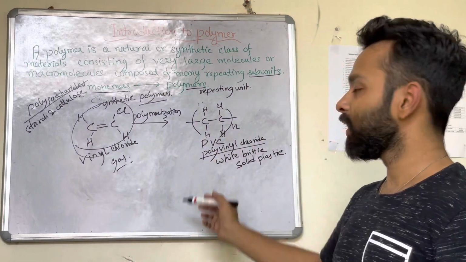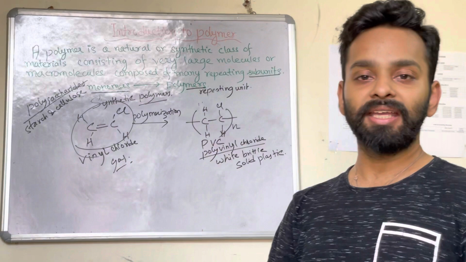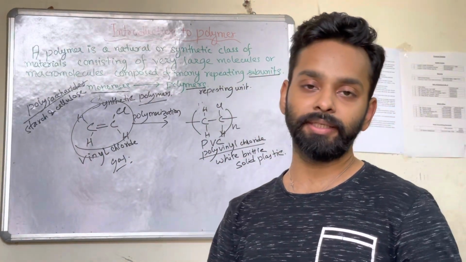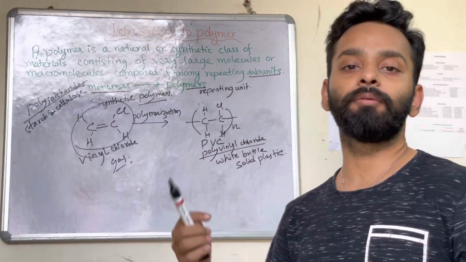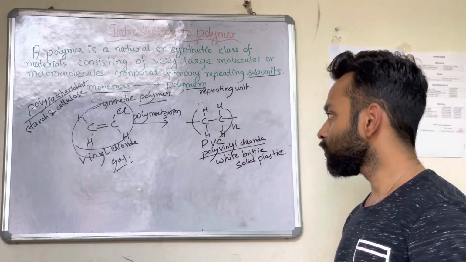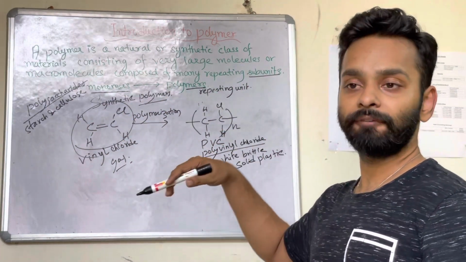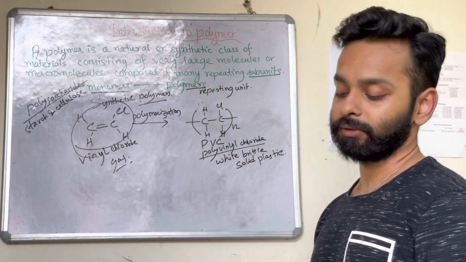So after polymerization, we can see a profound change in the physical or chemical properties of the original parent monomer which is used for making the polymer. So the structural and functional properties of the monomers are very different from that of the polymers.